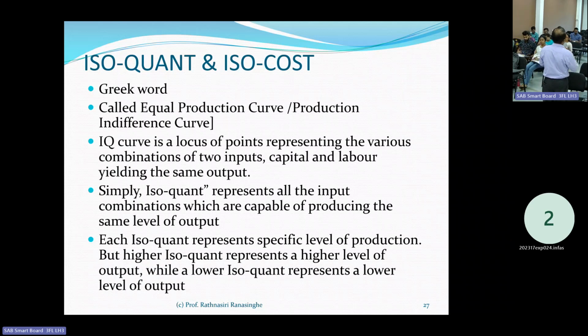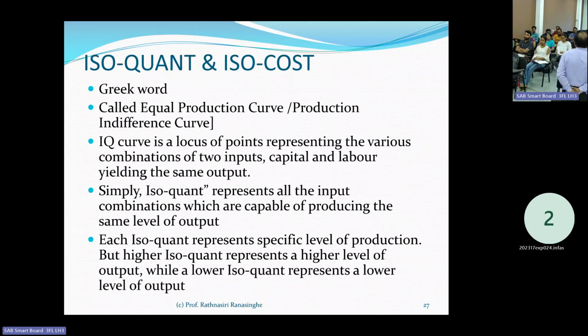The producer can decide how much labor to hire and how much capital to hire. He has to take both labor decisions and capital investment decisions in the long run. So that's why in the long run, all these factors are variable. So the production decision is based on factor combinations. Now we use the isoquant. First we used the isoquant.